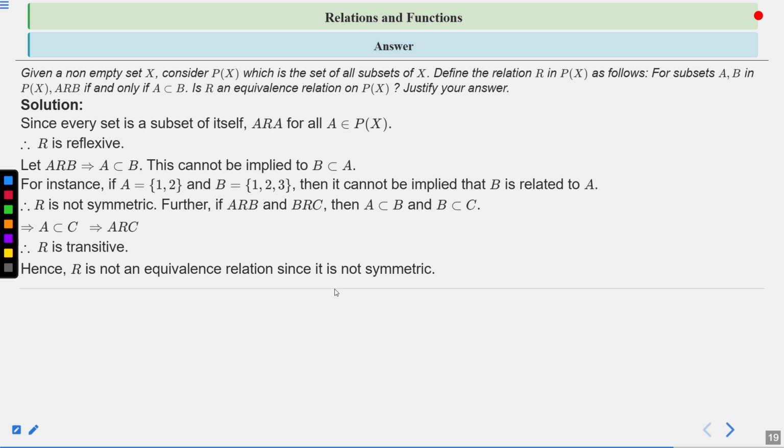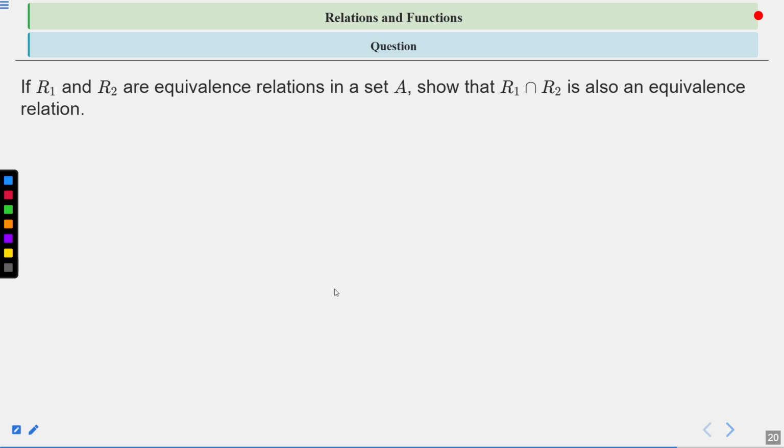Okay. Now let us see the next question. If R1 and R2 are equivalence relations in set A, you have to show that R1 intersection R2 is also an equivalence relation. So you have 10 seconds to solve or think about this question. After that, we will discuss.